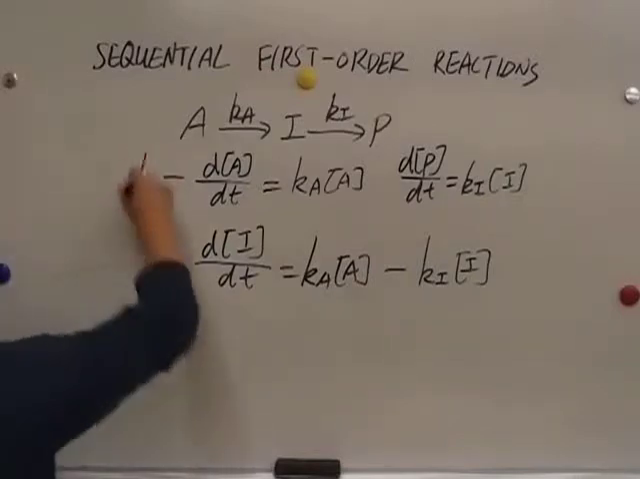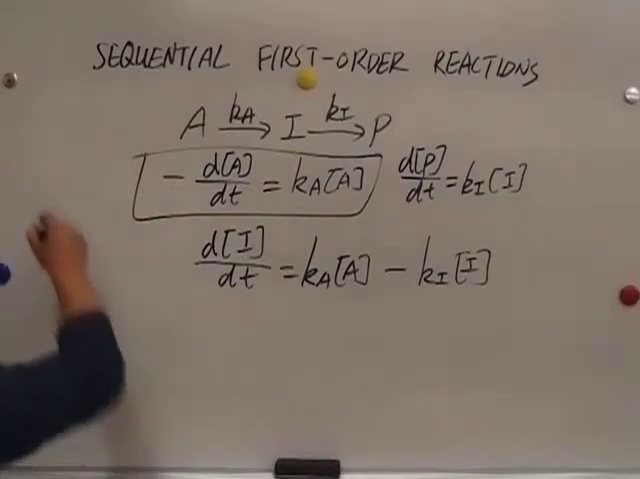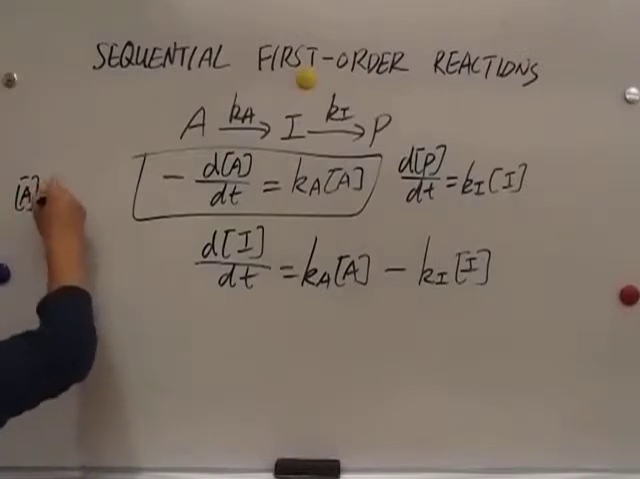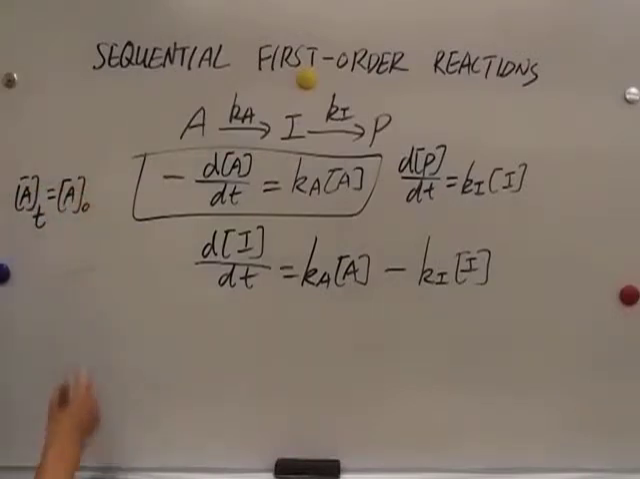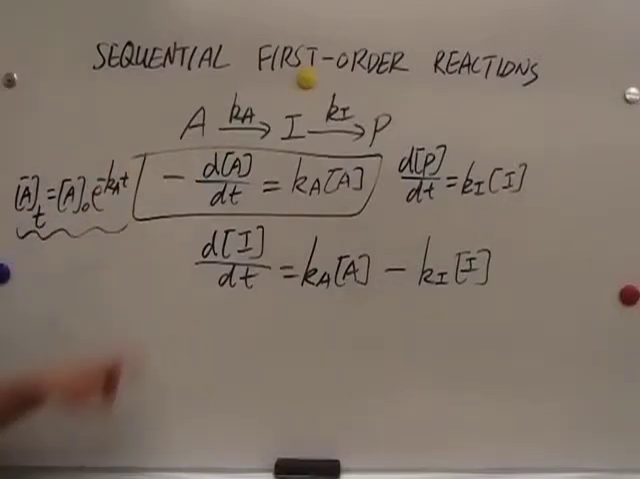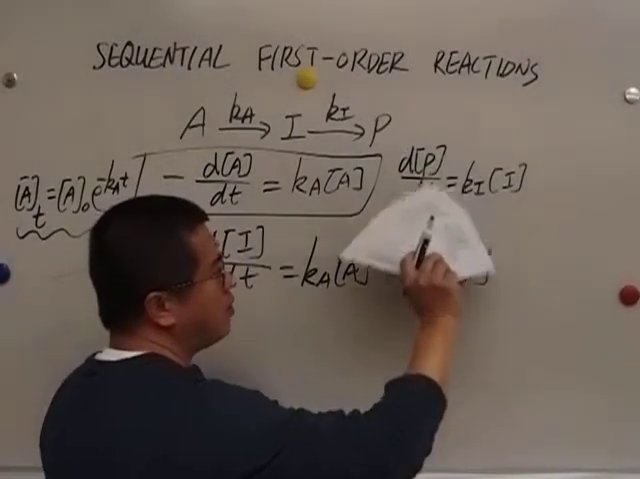And we will have to solve this one first. And this is easy to do. I'm going to just give you the expression for this one. A at any given time t is just A naught times e to the power of negative Ka t, because this is a simple first order reaction mechanism. Alright? And then we cannot solve this one because it contains three variables, P, t, and I.